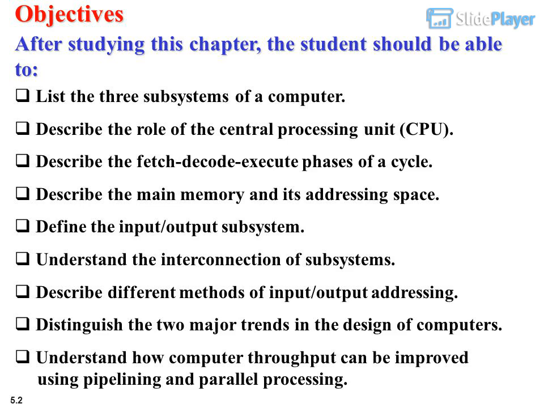Describe the role of the central processing unit, CPU. Describe the fetch, decode, execute phases of a cycle. Describe the main memory and its addressing space. Define the input/output subsystem. Understand the interconnection of subsystems. Describe different methods of input/output addressing. Distinguish the 2 major trends in the design of computers. Understand how computer throughput can be improved using pipelining and parallel processing.